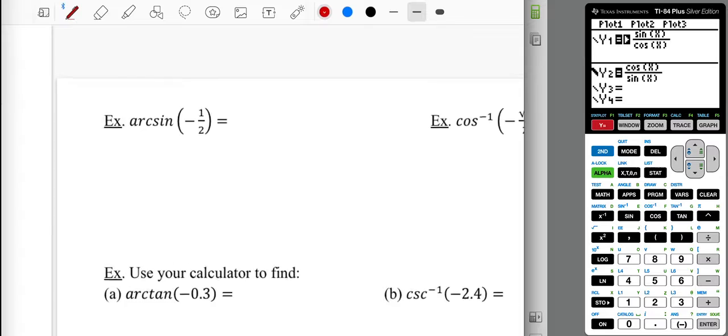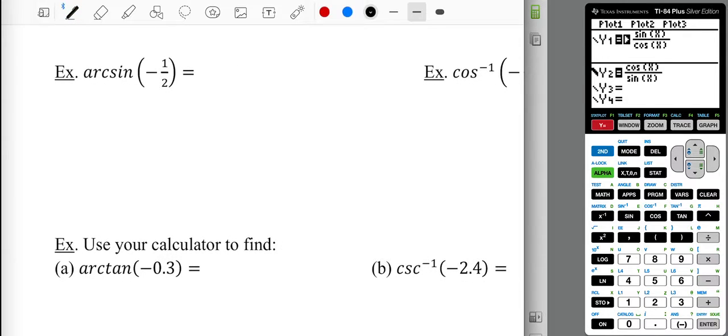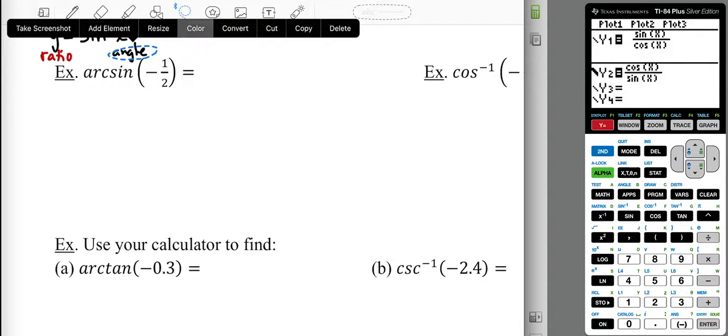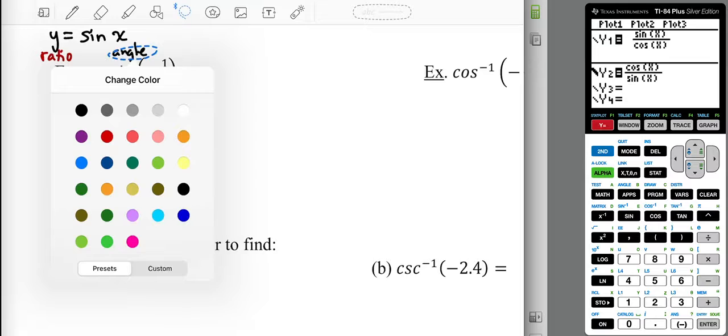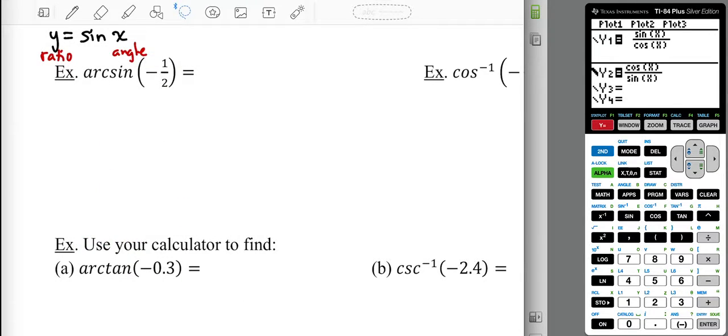I do want to call back to something I mentioned in the previous video, previous page, that when you have something in the form of y equals sine of x, the x is your angle, the y is the ratio. So the ratio and the angle, the roles reverse when you find the inverse.